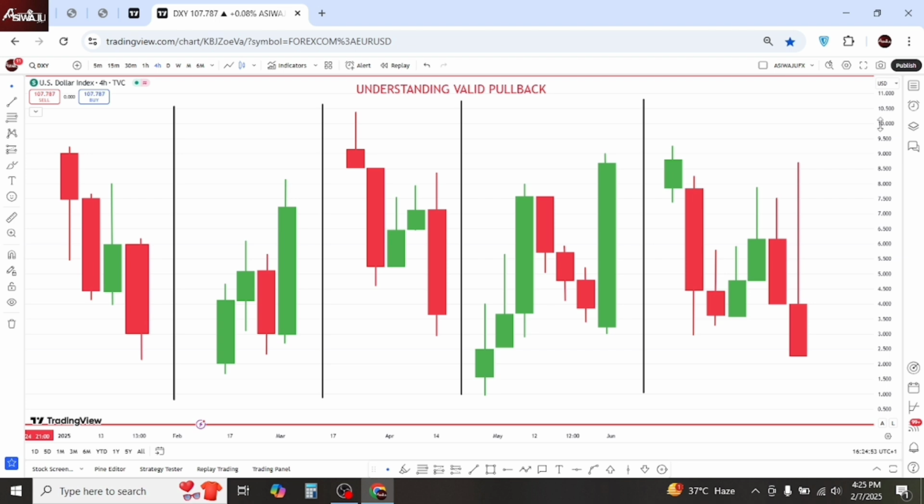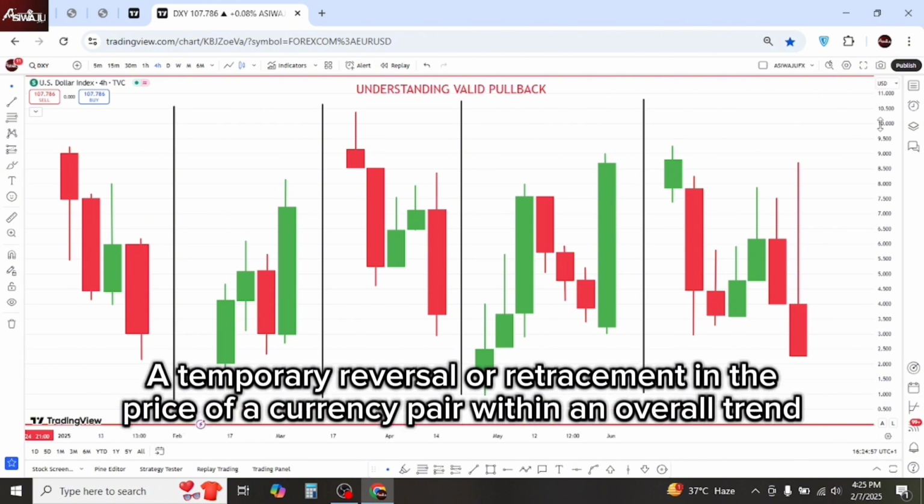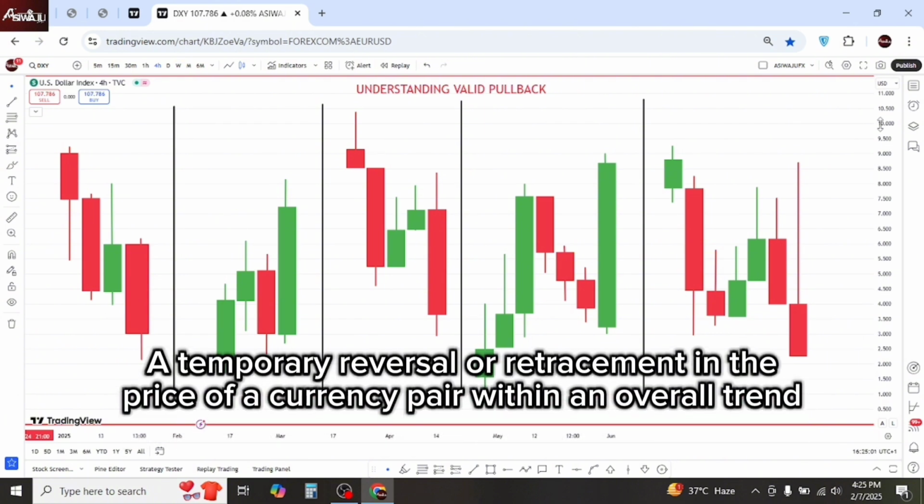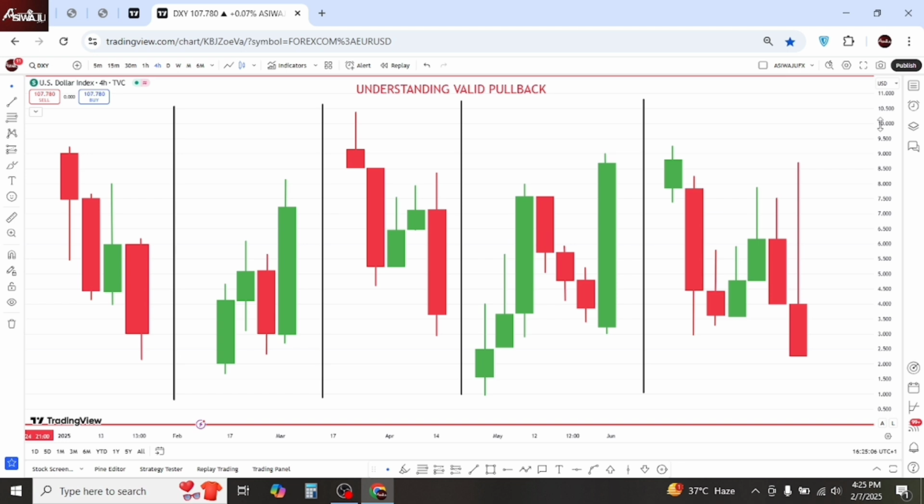Pullback in forex trading simply means a temporary reversal or retracement in the price of a currency pair within an overall trend. It's a common market behavior where price moves against the prevailing trend before resuming in its original direction. If you can't identify a value pullback, you'll be having issues and falling into smart money traps. So this is the reason why I'm taking my time in this video to break it down.